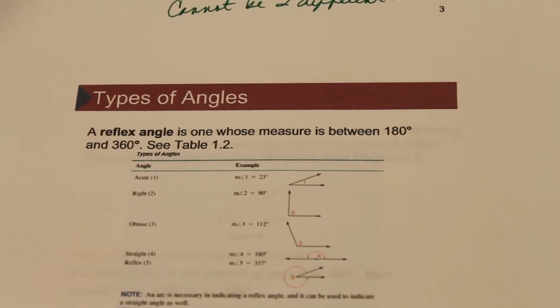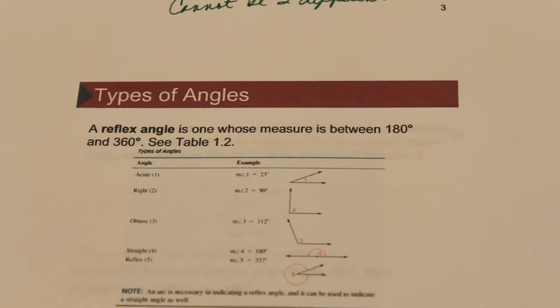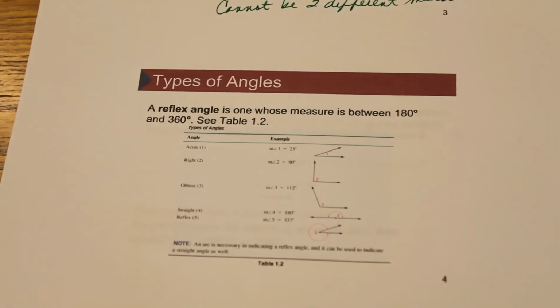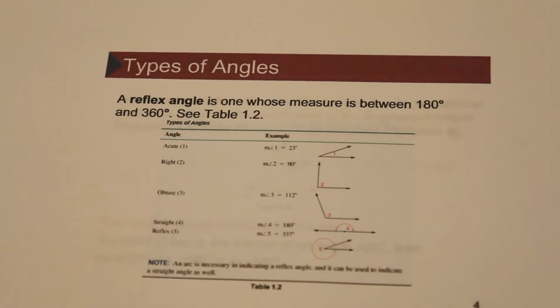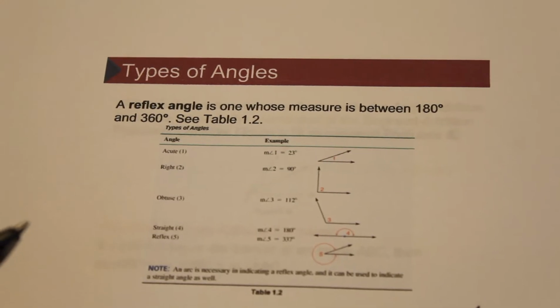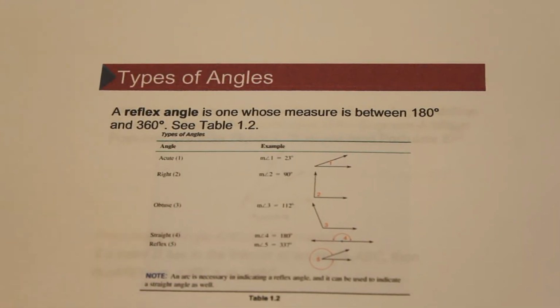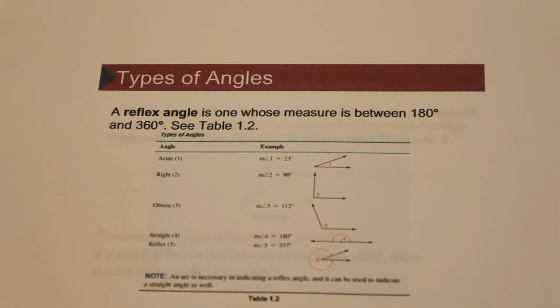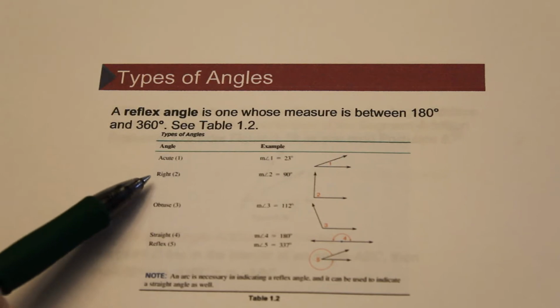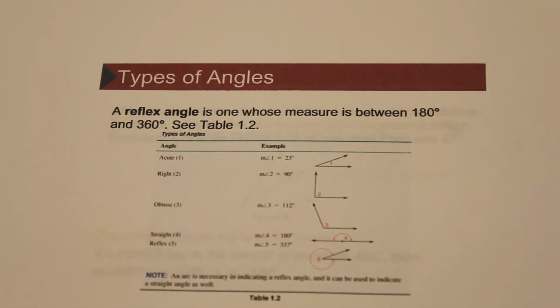And here are the different types of angles. We've covered this before, but here it is in a nice table for you. Acute angles have measures that are less than 90 degrees. Right angles have measures that are exactly 90 degrees.